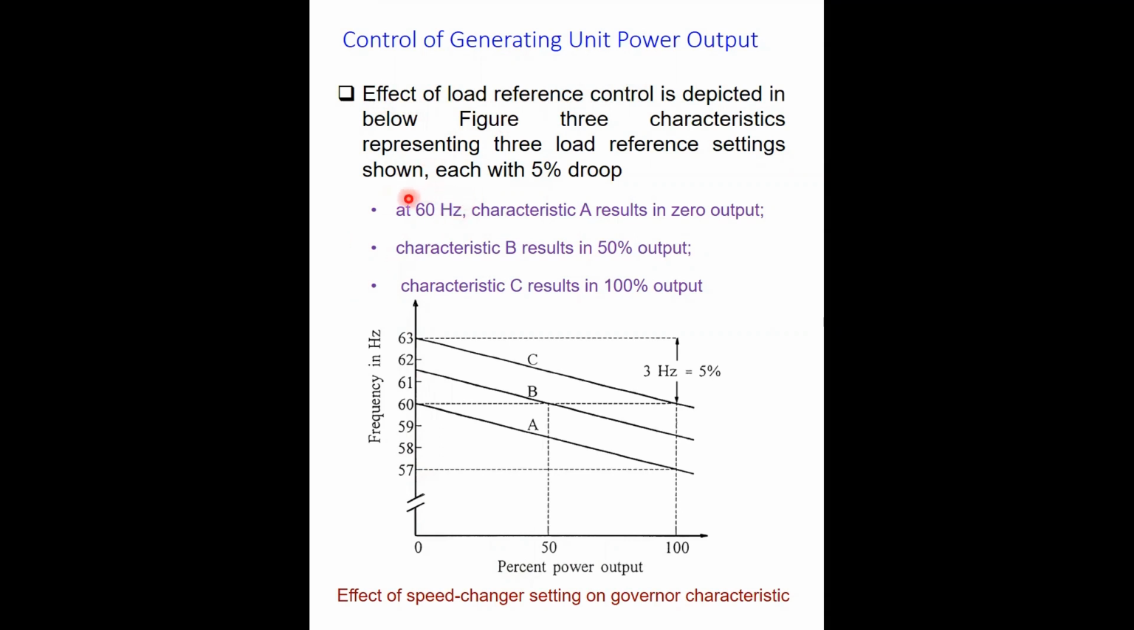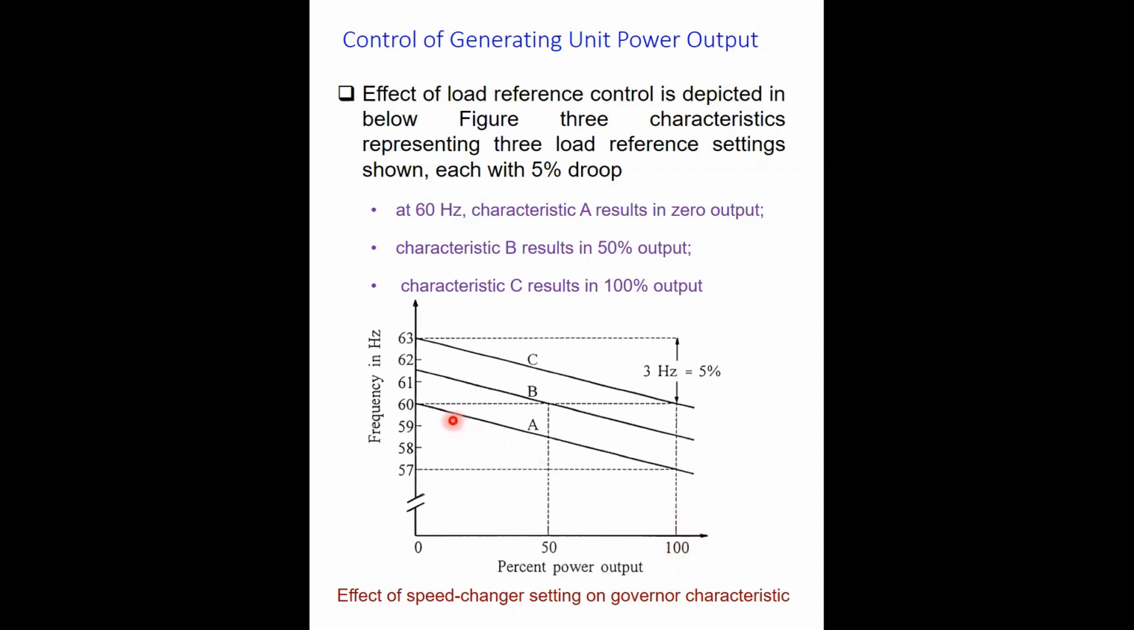So we consider 60 Hertz with each characteristic corresponding to a droop of 5%. So you have a characteristic A, which results in zero output power. And if you refer to characteristic B, that corresponds to 50% output power. And then characteristic C, which corresponds to 100% output power here.